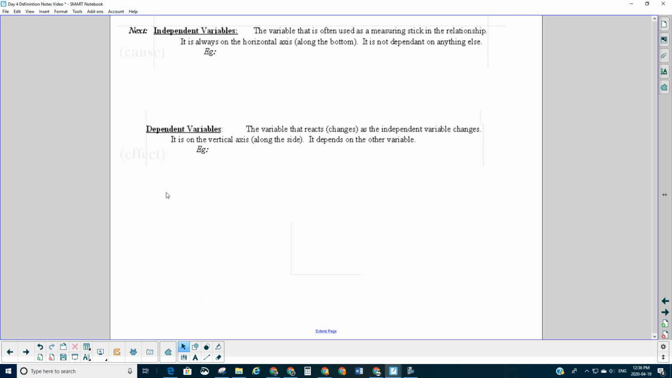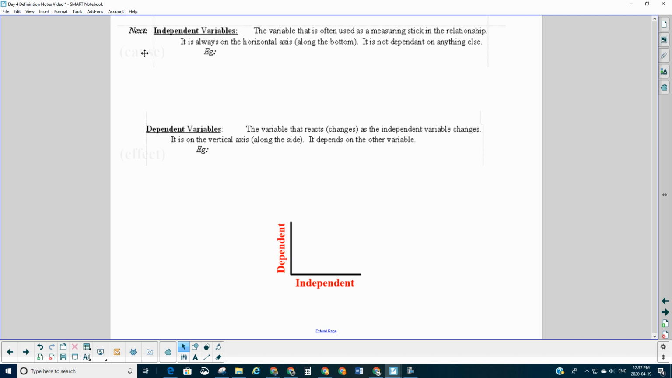Next, we can describe the independent and the dependent variable. So the independent variable is the variable that is often used as the measuring stick in the relationship. It's always on the horizontal axis or on the bottom. The dependent variable is the one that reacts or changes as the independent variable changes. It's on the vertical axis. So when we're looking at a graph, the independent variable is on the bottom and the dependent is on the side, and the dependent depends on what the independent does.